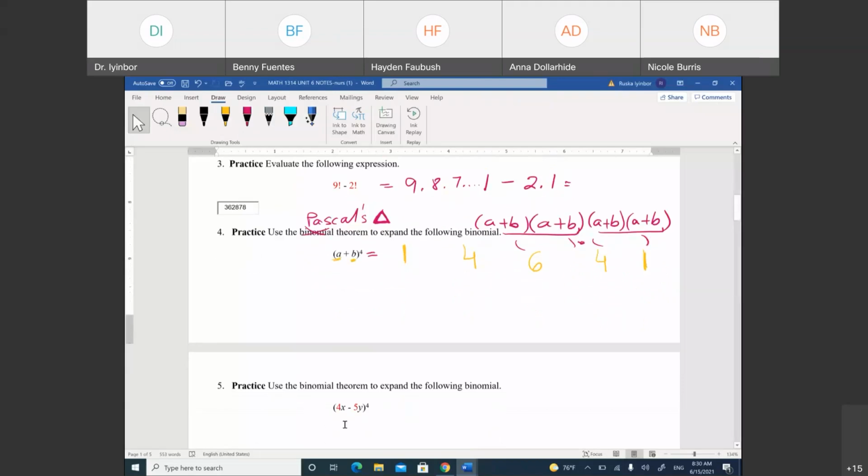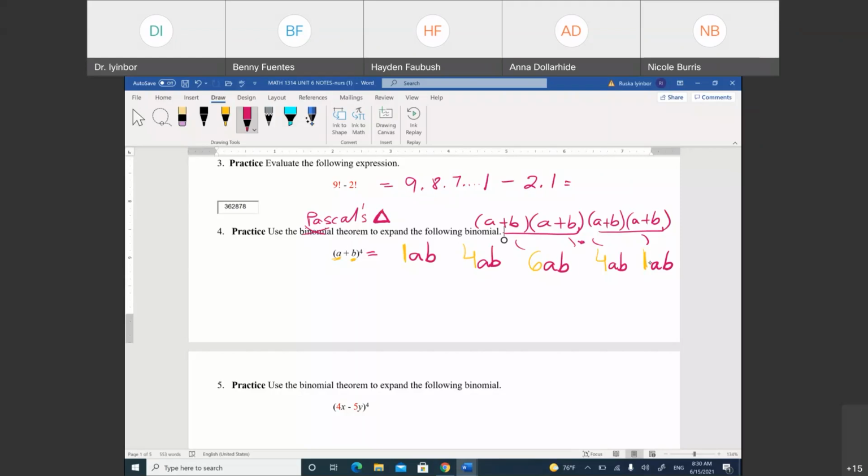Now, the next one I have, number 5, is the same. I have 4X and 5Y. So next to each number, I'm going to put for number 5, 4X, 5Y, okay? So whatever I have inside the parentheses, that's what I'm going to put. Next to each number, I'm going to put A, B. Okay? So that's how you do it.